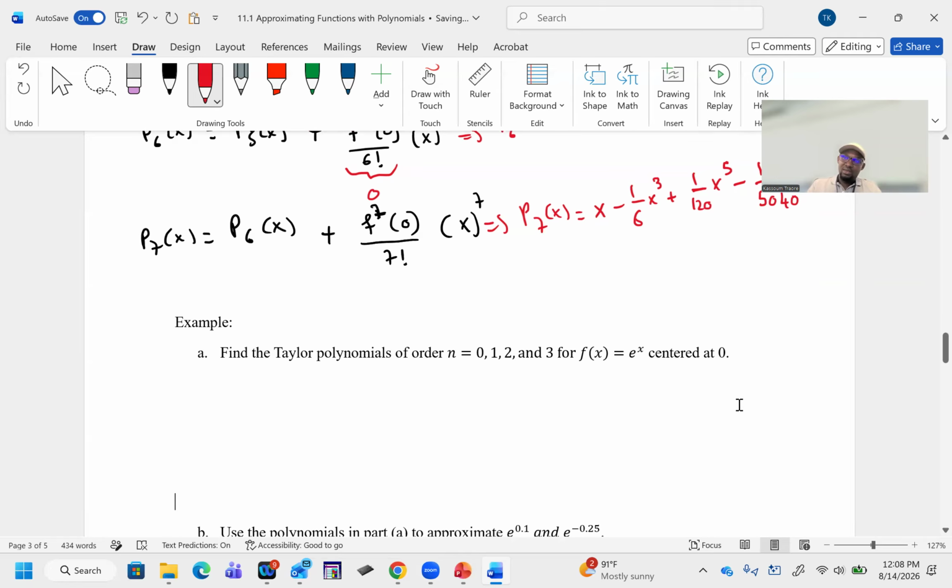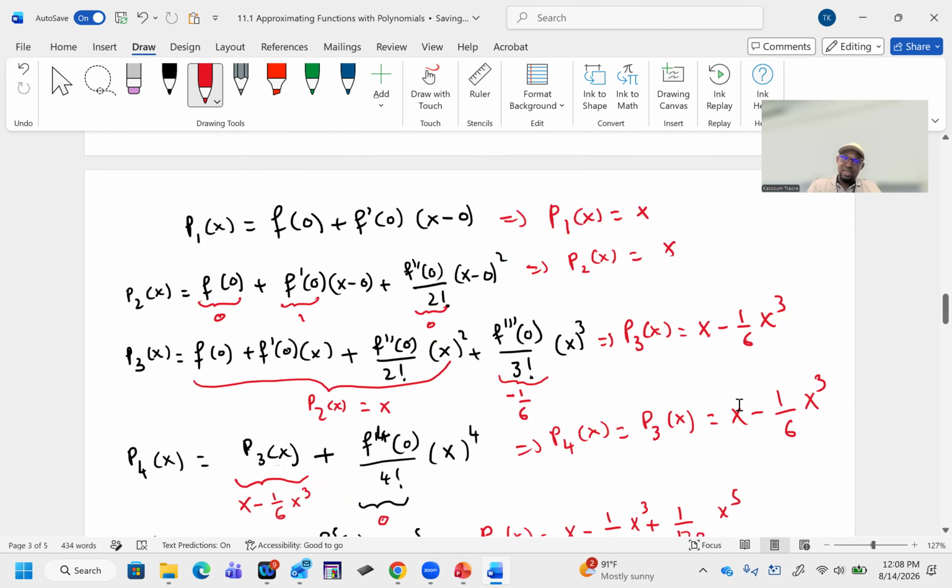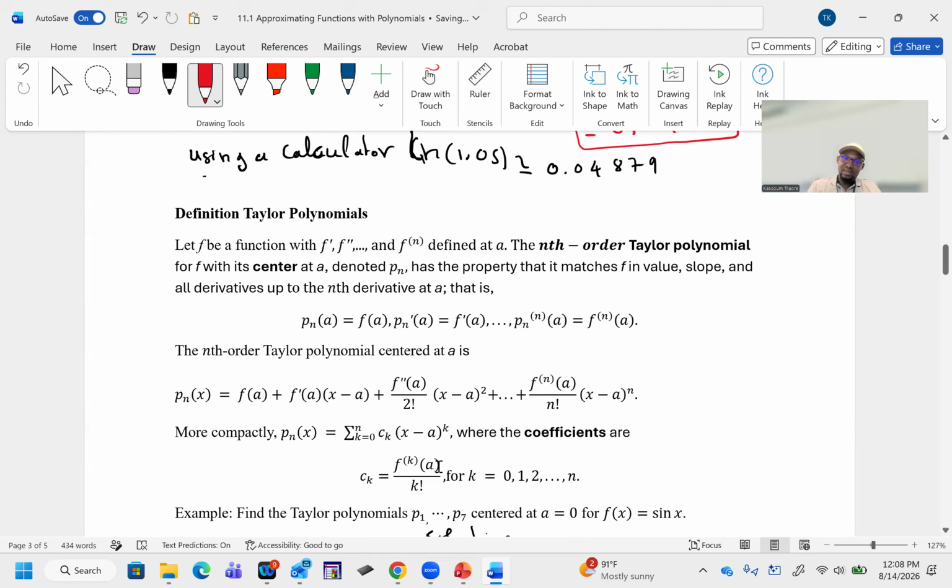So in part A, we know the coefficient of the Taylor polynomial center at 0 is c sub k is equal to the kth derivative of f of 0 divided by k factorial. That's what we know, right? It's right here, because a is 0.